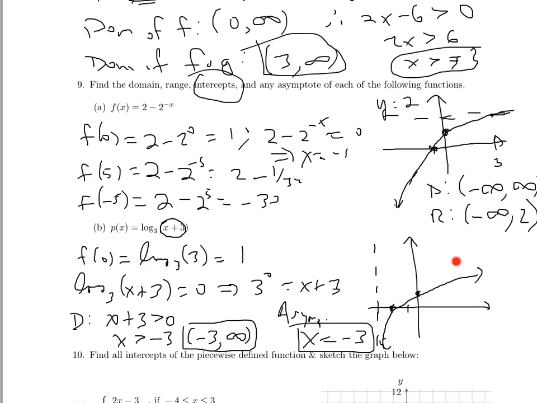This does not flatten out. None of these have asymptotes both vertically and horizontally. So logs do keep growing, just very, very slowly. So the range here is -infinity to infinity, and the domain is bounded by the vertical asymptote.